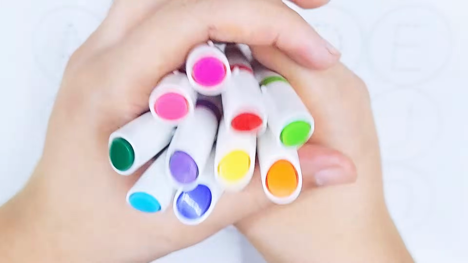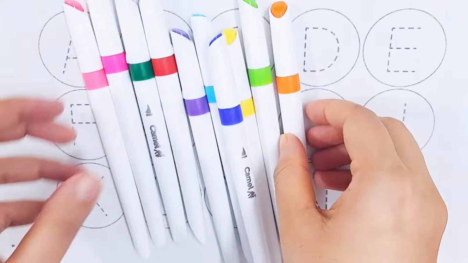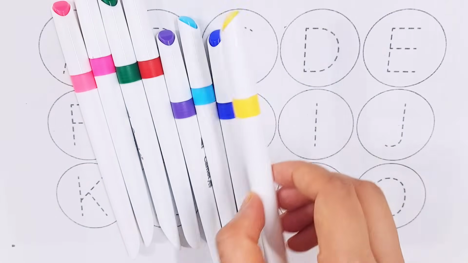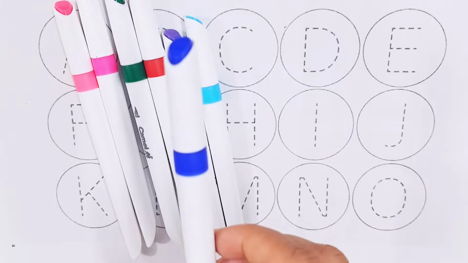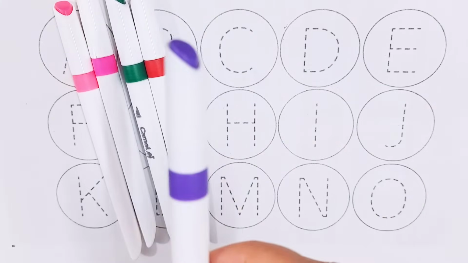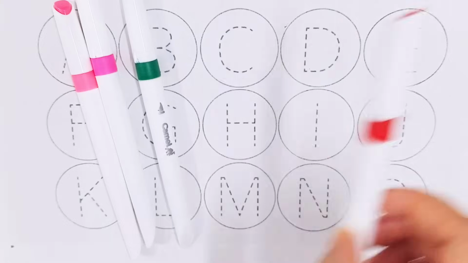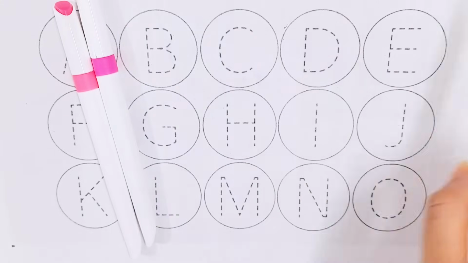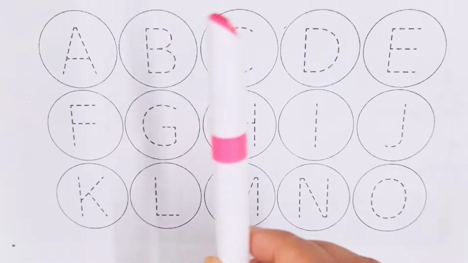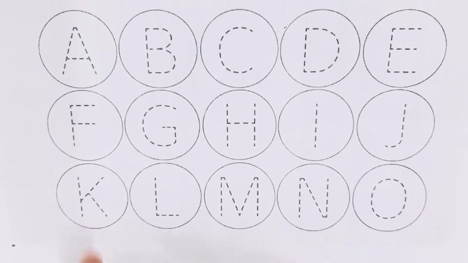Let's learn some colors name. Orange color, light green color, yellow color, dark blue color, sky blue color, violet color, red color, dark green color, purple color, pink color. Today we are trying to learn some alphabets.